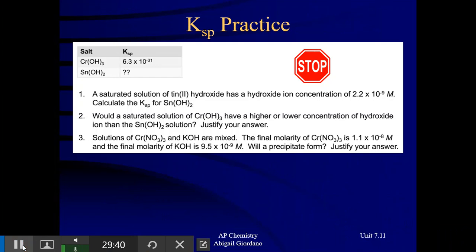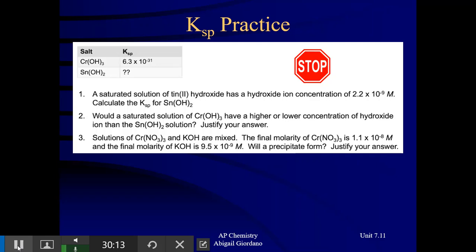All right, so this question is going to pull everything together that we have talked about. We are given two salts. We're given the KSP value for one of them. We're not given the other, which means we're probably going to have to solve for it at some point. And there are 3 questions related to this. So I want you to read these problems very, very carefully. See if you can do them on your own, but I'm going to also talk you through it.